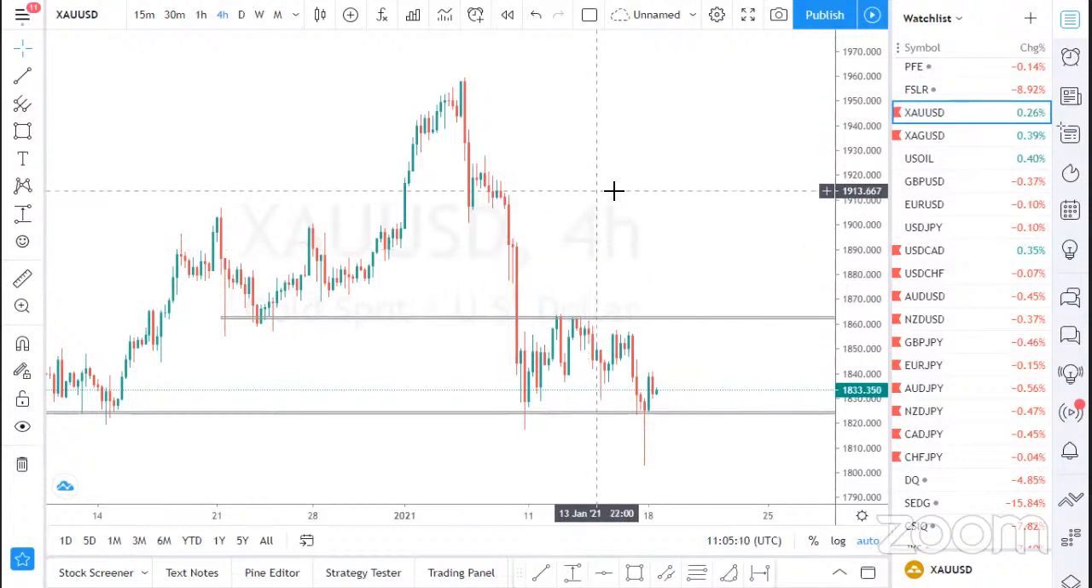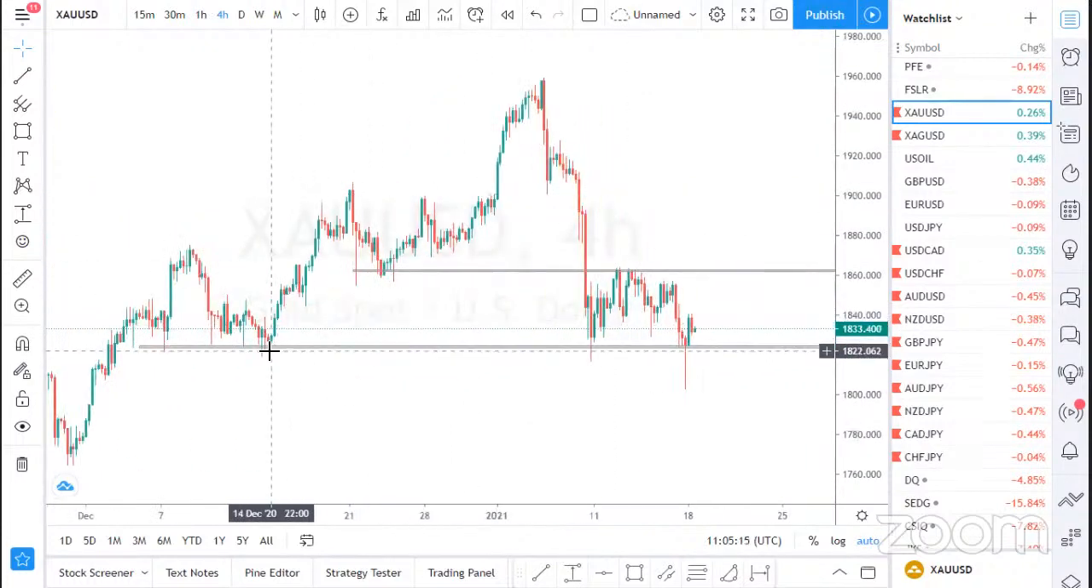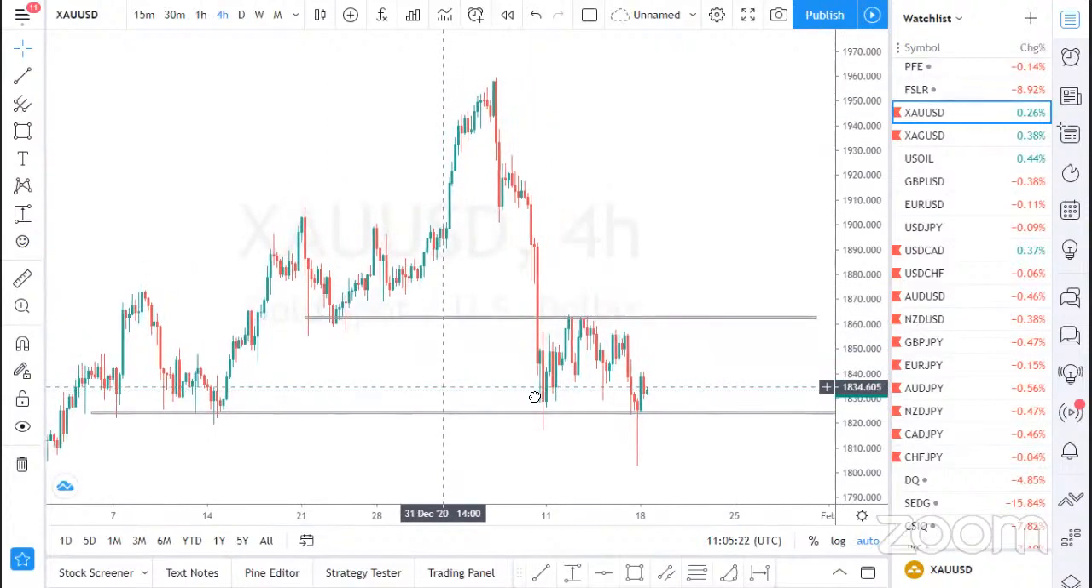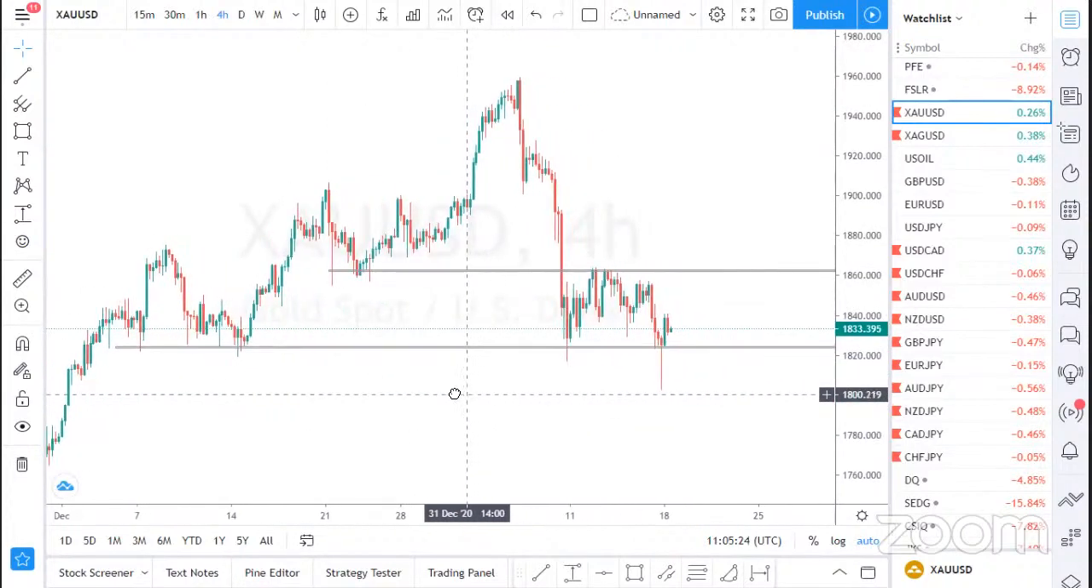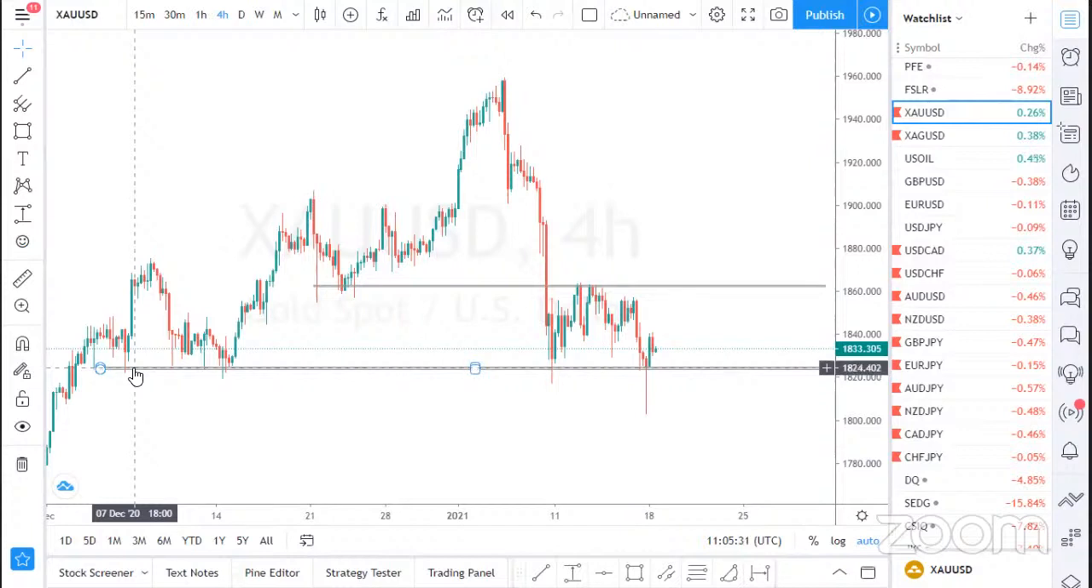So here is a chart of gold on the 4-hour chart time frame. I have a minor key level structure marked on the gold right now. If you are trading or want to trade gold at the moment, there's a strong bullish rejection at a minor key level structure at the price level of 1,824.40. So here is the level right here.